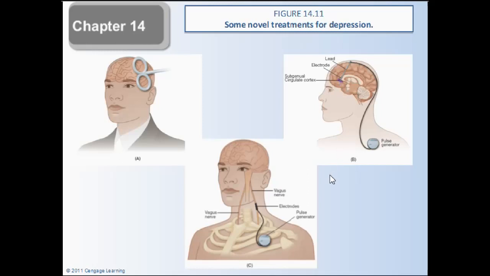And in image C, it shows a coil electrode connected to the vagus nerve wrapped around it, and is a pulse generator to reduce stress-related responses. Remember how we talked about stress earlier with the hypothalamus, pituitary, and adrenal axis.